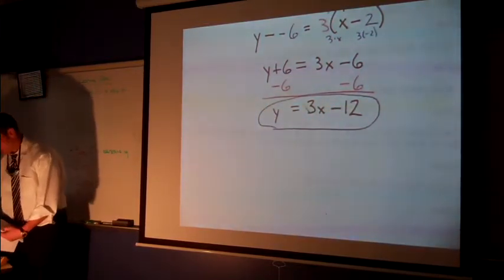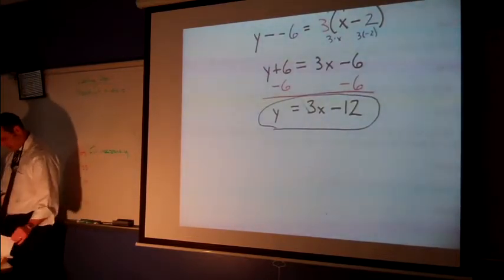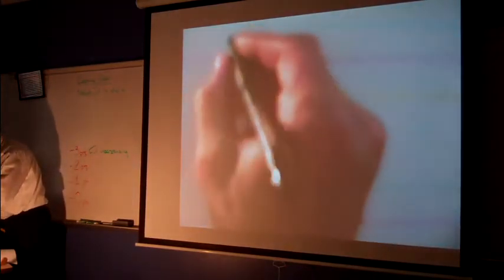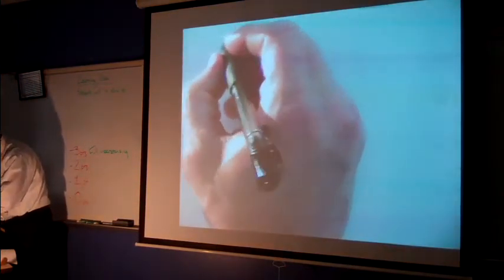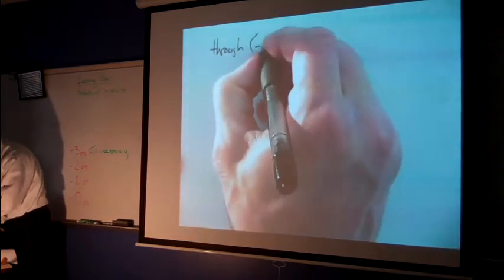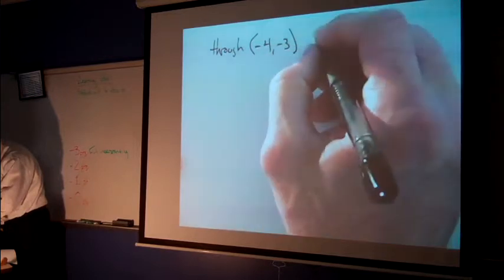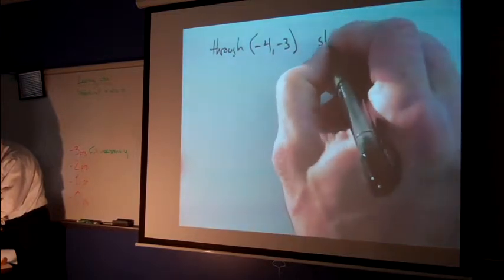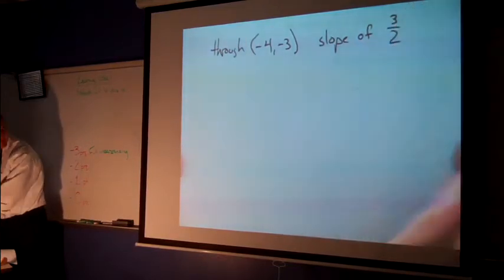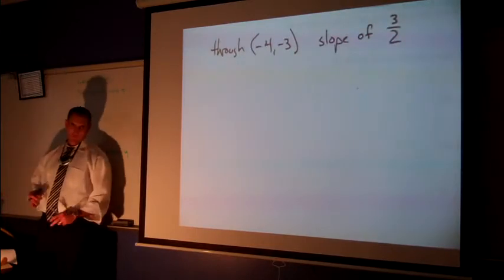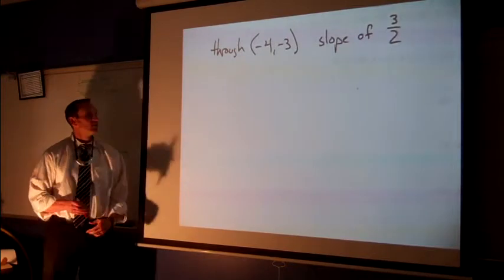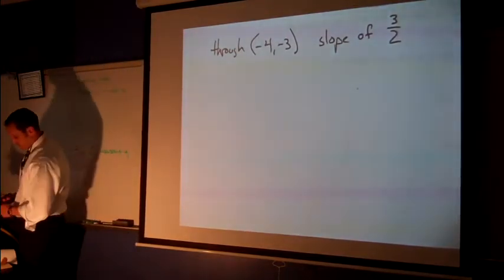Alright, so let's do another example to see if we can get good at this. Let's say I had another line that passes through the ordered pair (-4, -3) and has a slope of 3 over 2. So here's the information that I'm given. We're going to write the equation of the line that fits this information. And so we're going to work backwards.